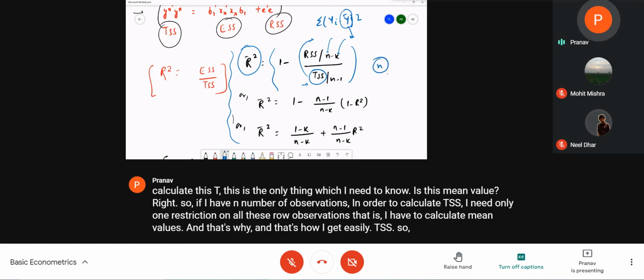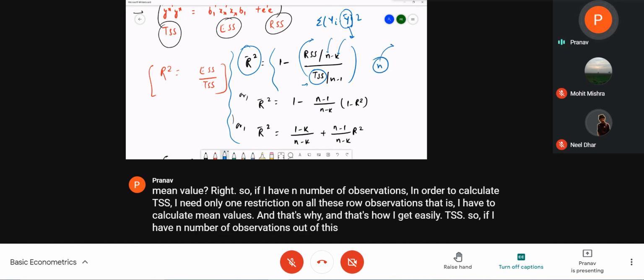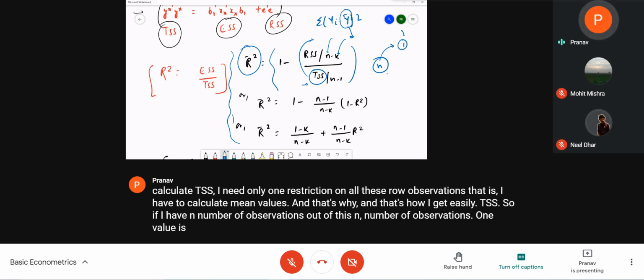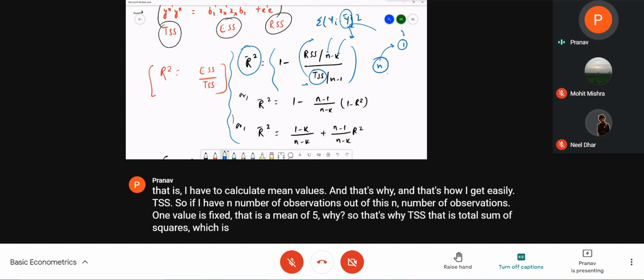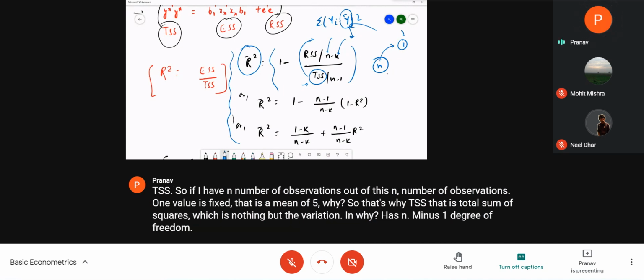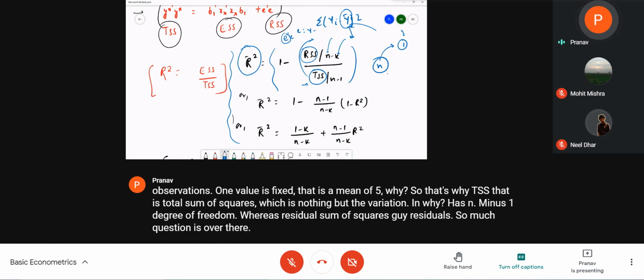So if I have n observations, out of these n observations one value is fixed, that is the mean of y. That's why TSS, the total sum of squares, which is nothing but the variation in y, has n minus 1 degrees of freedom. Whereas what is the residual sum of squares? To calculate the residual sum of squares I need E transpose E, and to get E, I need to have this model, y minus x beta.